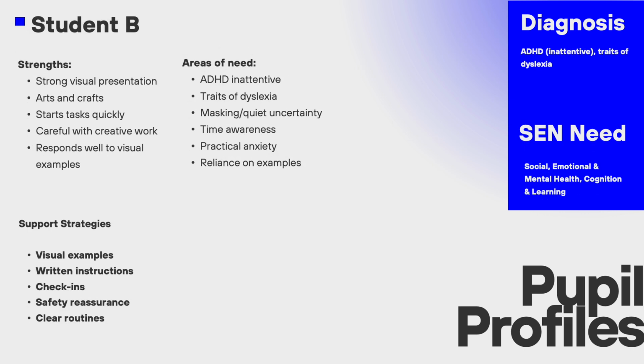Student B has ADHD, primarily inattentive, alongside traits of dyslexia. She starts tasks quickly and produces strong visual work, but may sit quietly when unsure, so her needs are less obvious. Her main barriers are time awareness, practical anxiety, masking, and reliance on examples. She benefits from visual examples, written instructions, safety reassurance, and regular check-ins.